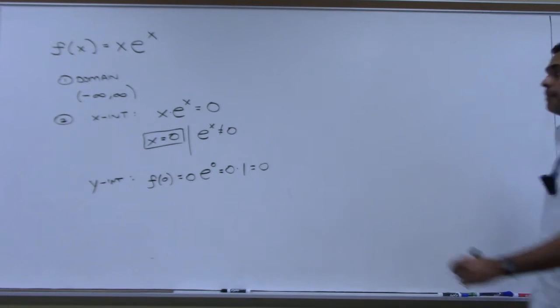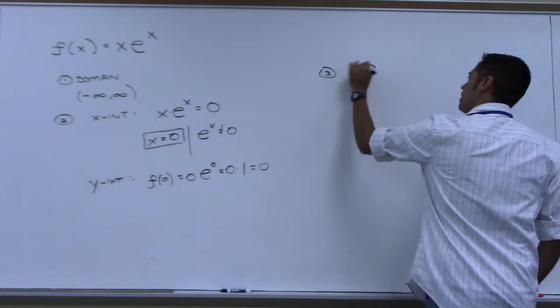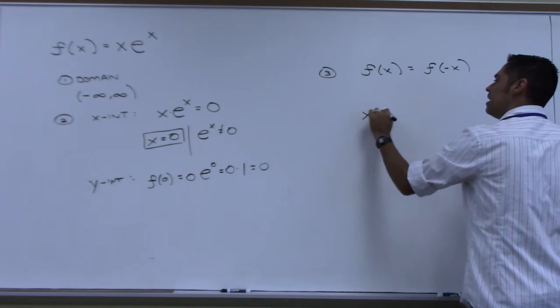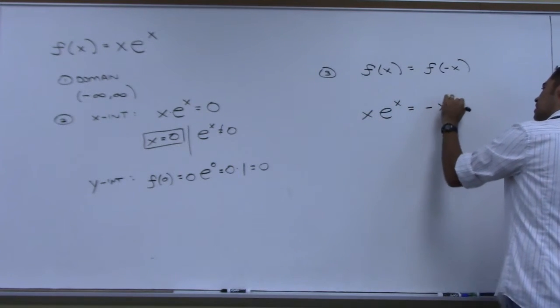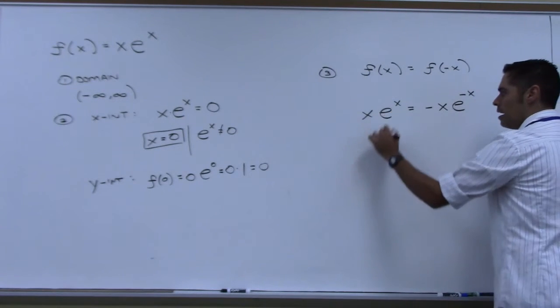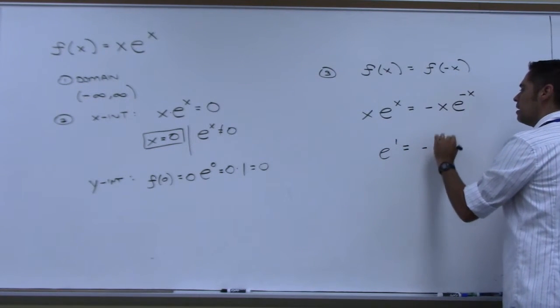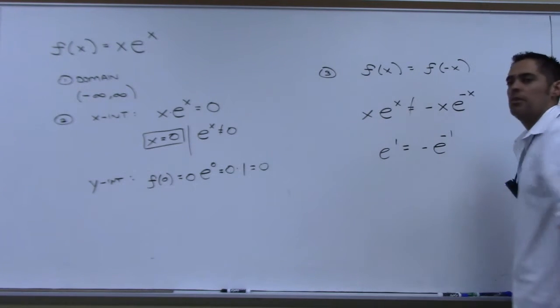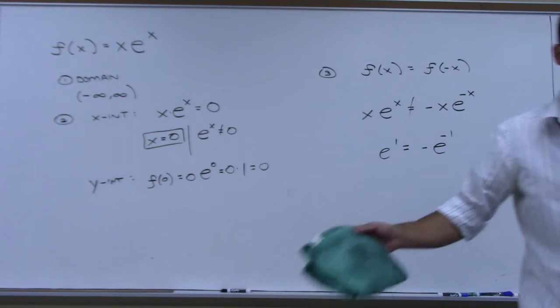Number 3, symmetry. Is this one symmetric? Is f of x equal to f of negative x? Well, is x e to the x equal to negative x e to the negative x? No, not at all. Just plug 1 in for x, just to give yourself an example, it doesn't work. Is e to the 1 equal to negative e to the negative 1? No. So that's no go. No symmetry, not over the y-axis.